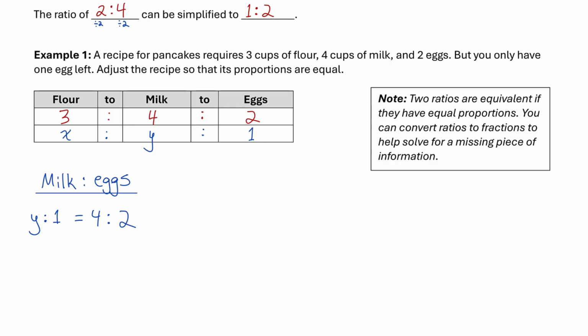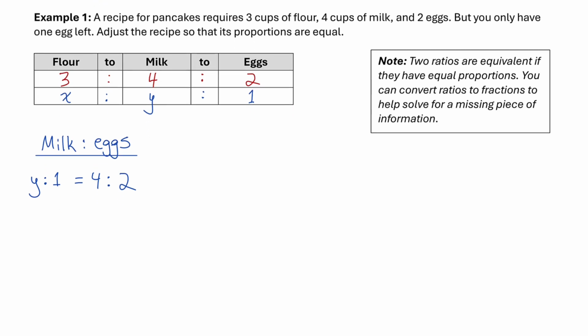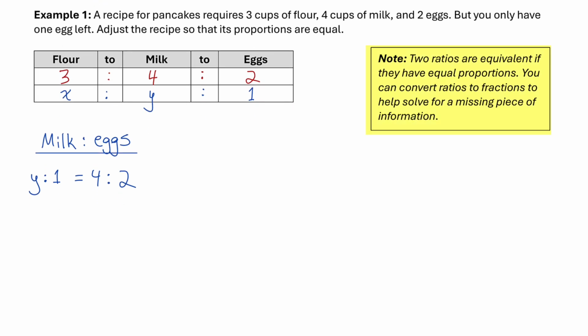And I know these numbers are simple enough, you could probably figure out what value of y keeps this ratio equal. But it would be useful often, when the numbers aren't this simple, to rewrite these ratios in fraction form. In fact, it's often common to convert ratios to fractions to help solve for a missing piece of information. So I could write this ratio of y to 1 as a fraction of y over 1. And that would be equal to the fraction of 4 to 2, so I'll write it as 4 over 2. And y divided by 1 would just be y, telling me that y would equal 4 divided by 2, which is 2. So y would equal 2.